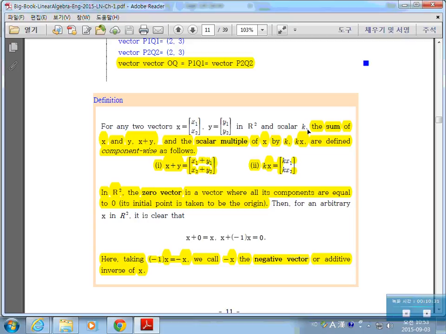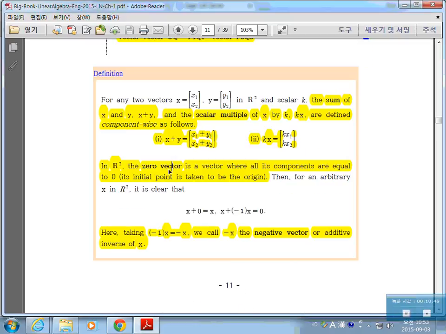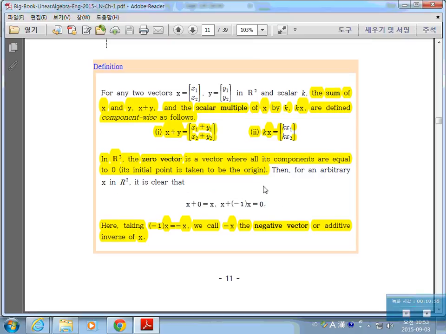Okay, and the sum of two vectors, x plus y, and the scalar multiple of x by scalar k are defined in this way: the component-wise addition and component-wise scalar multiplication in R2. And the zero vector can be written as 0 and 0. This is a property of the zero vector: adding the zero vector to any vector doesn't make any changes.